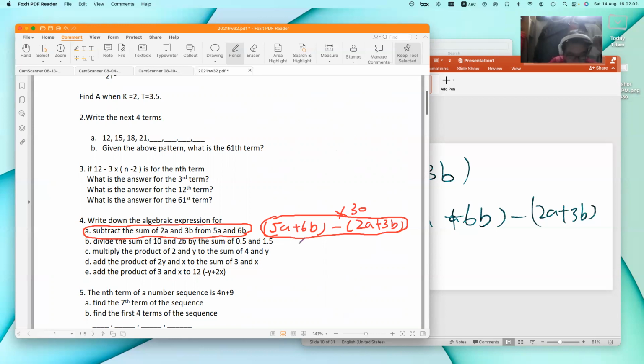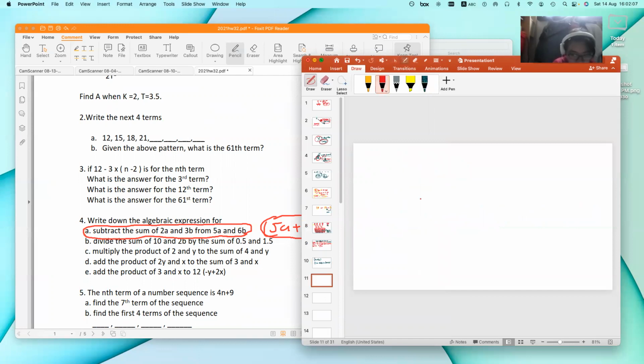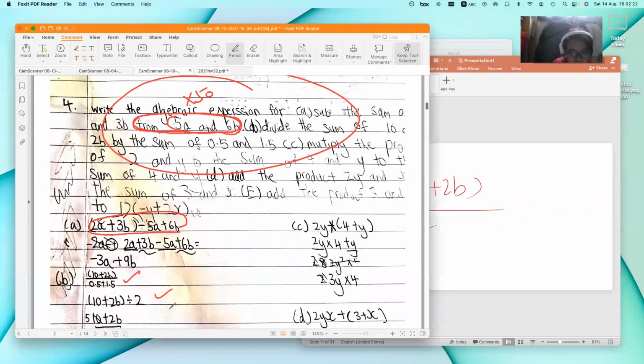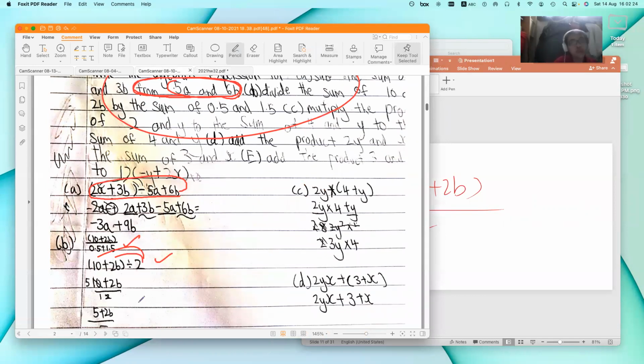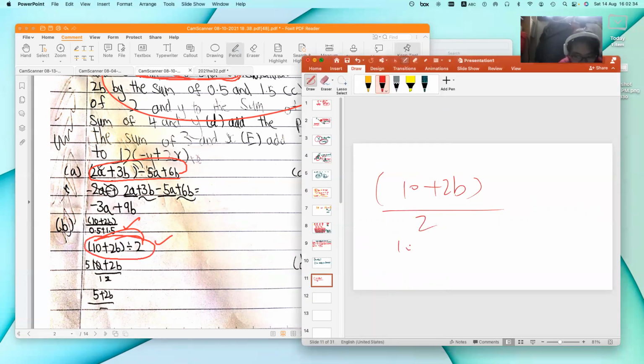Okay, divide the sum of this by the sum. Let me see. Write down the answer first. The sum of 10 plus 2b, with the bracket, divided by this means below. So it's 0.5 plus this is 2. Let me look at the answer first. Then divide by 2, simplify. Simplify, open. So 10 plus 2b divided by 2.